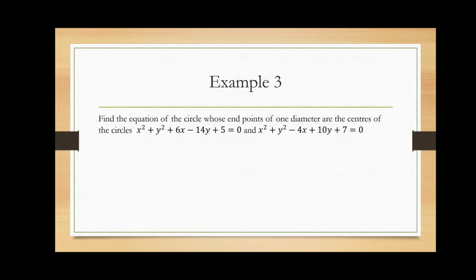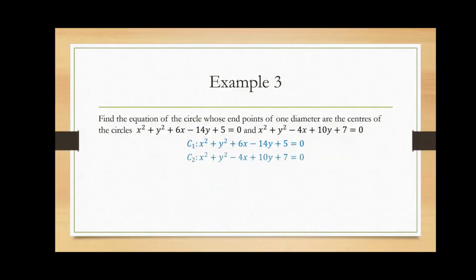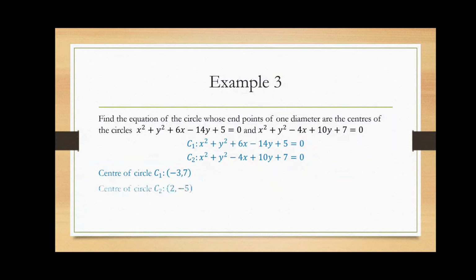So first let us name it. C1 is the first one and C2 is the second one. Center of the first one is minus 3 comma 7. Center of the second one is 2 comma minus 5. And so therefore the equation of the circle which we are looking for in the diametric form is this. And if we just calculate, we get x square plus y square plus x minus 2y minus 18 equals to 0. Right?